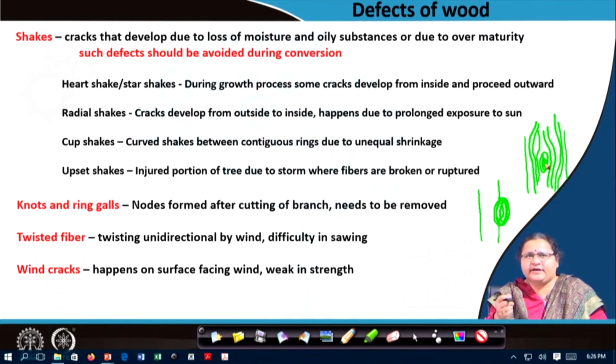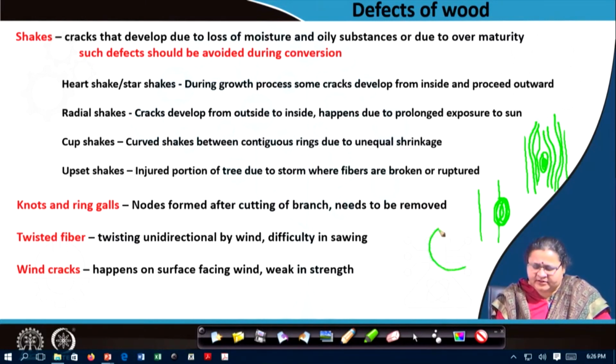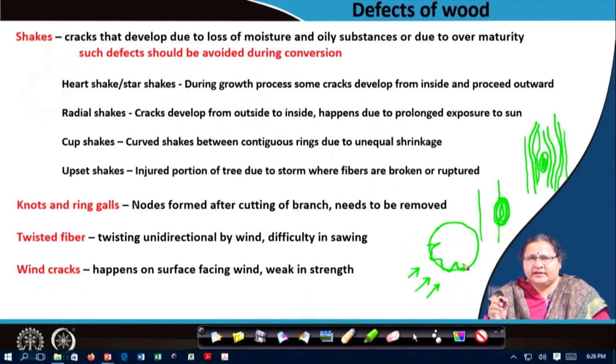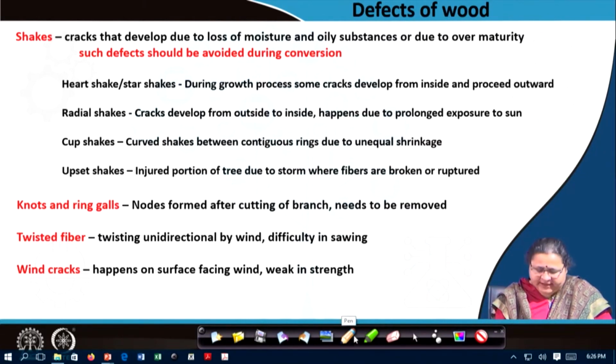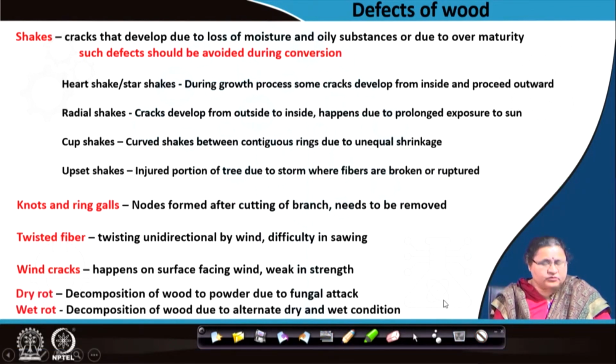Twisted fiber, as I have already told, is again a kind of shake, but because of twisting it is called twisted fiber. Wind cracks: a tree trunk which is subjected to wind from a particular direction may get multiple cracks and dry up. So, these are called wind cracks. Again, the weakening in strength, particularly the tensile strength, is to be noted.